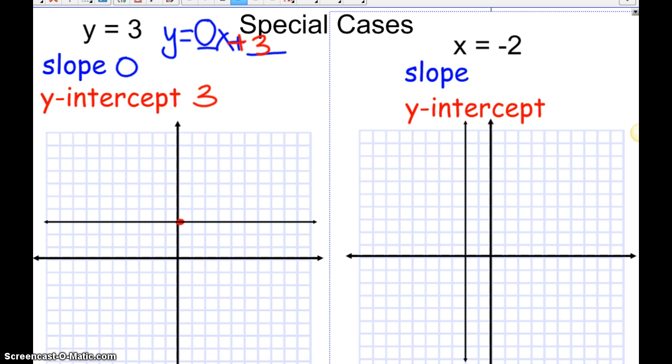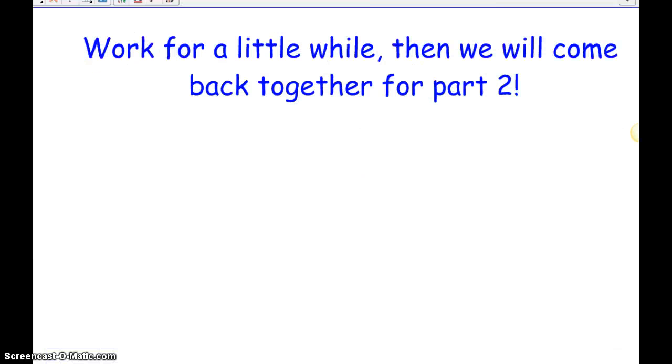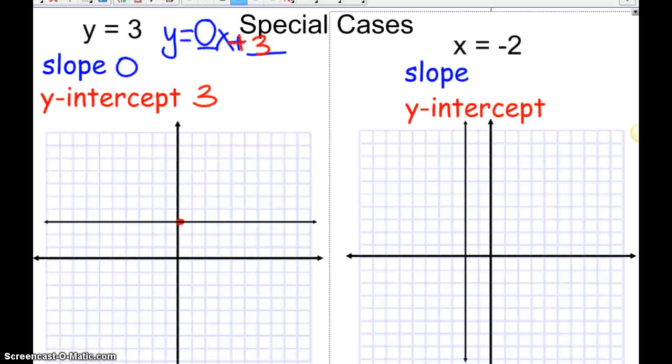So hopefully that is helpful. You're going to go through and do several on your own. Let's see what this says. Work for a little while and then we'll come back. No, we won't come back together today. So you're just going to go work for a little while. Both sides of the worksheet are due tomorrow. If you have any questions, please make sure that you are asking your neighbors. See you tomorrow.